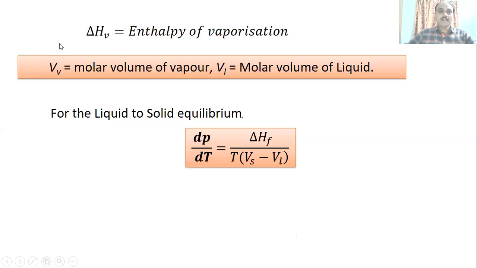Then, as I told you, delta HV is the enthalpy of vaporization, VV the molar volume of vapor, and VL the molar volume of the liquid. The same equation can be written for the liquid to solid equilibrium. Then liquid gives you the solid, that is delta HF divided by T into (VS minus VL), the molar volume of the solid and the molar volume of the liquid. Delta HF is the change in the enthalpy of fusion.